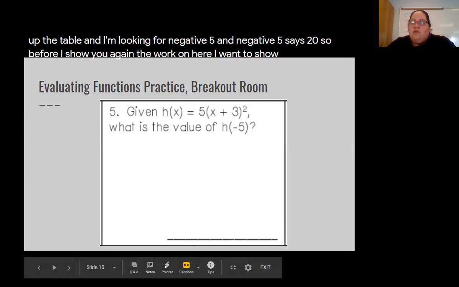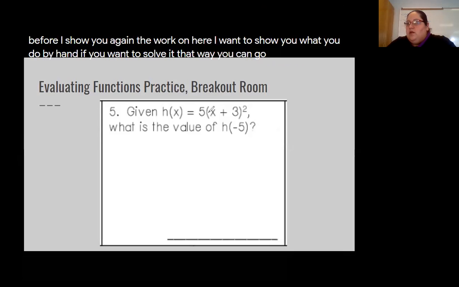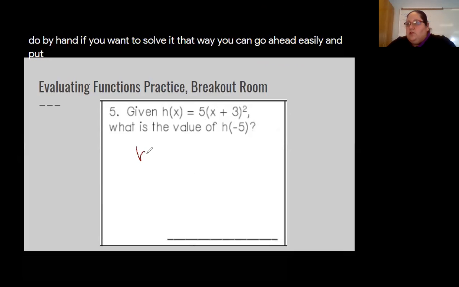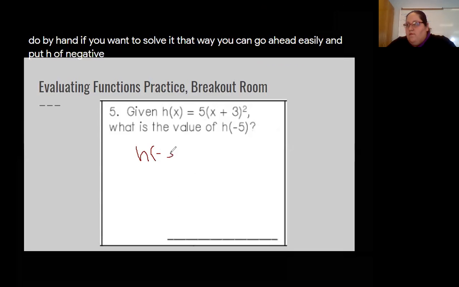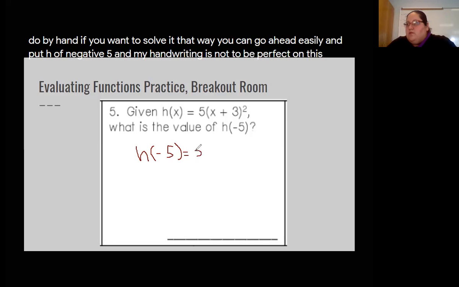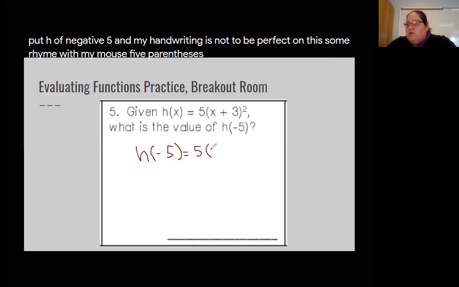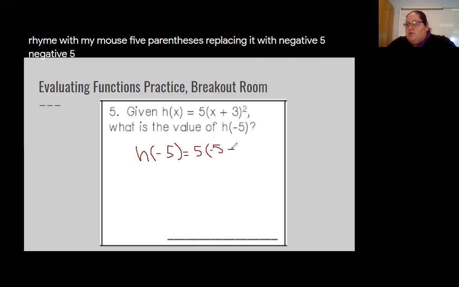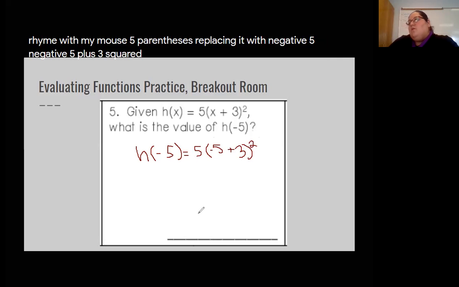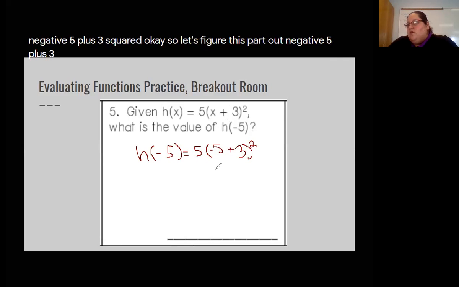So before I show you again the work on here, I want to show you what you do by hand if you want to solve it that way. You can easily put h of -5. And my handwriting is not going to be perfect on this because I'm writing with my mouse. 5 parentheses, replacing it with -5, -5 plus 3 squared. Okay, so let's figure this part out. -5 plus 3. When I do that, I'm going to get -2 squared times 5.